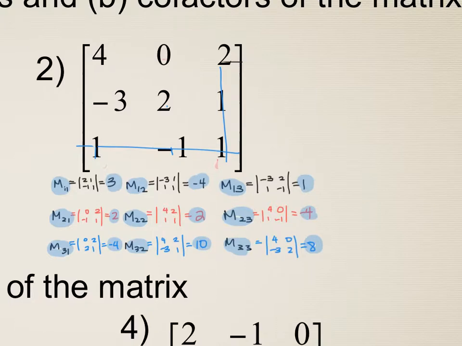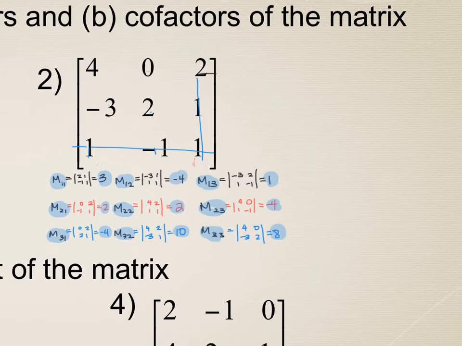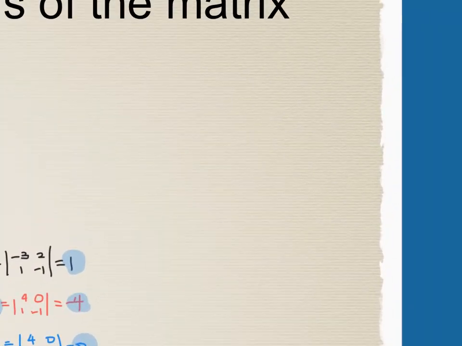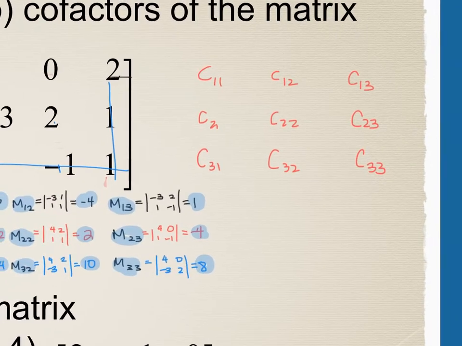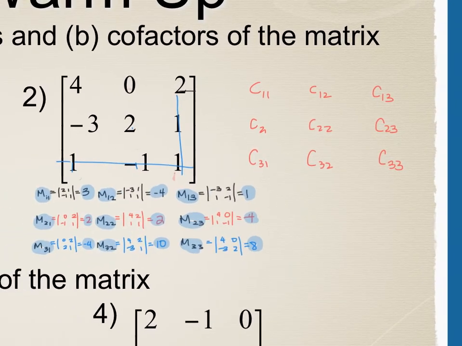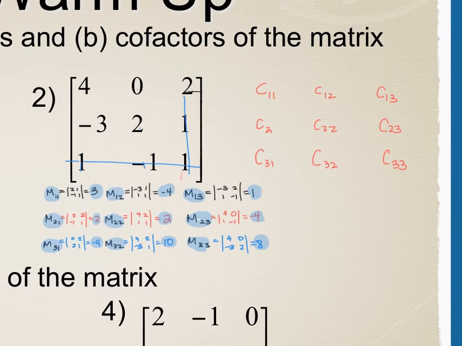Questions so far? Then comes the cofactors, right? So the same thing, there's 3 for each row, so it would be cofactor 1,1, cofactor 1,2, cofactor 1,3, cofactor 2,1, cofactor 2,2, cofactor 2,3, and cofactor 3,1, cofactor 3,2, cofactor 3,3. And it's every other of the minors that changes sign starting with the second one.